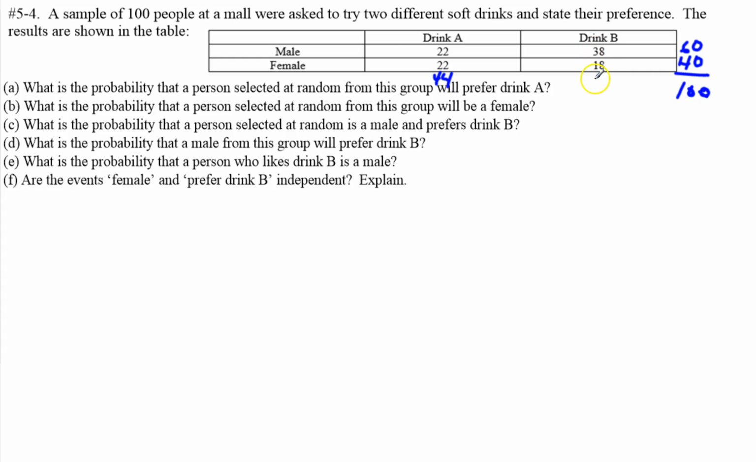If I add 38 and 18. So it's always good if you have a table to find the marginal values if they're not already provided. Okay, so let's take these one at a time.